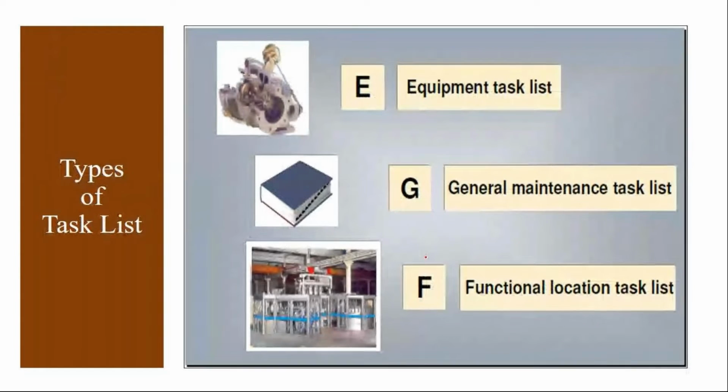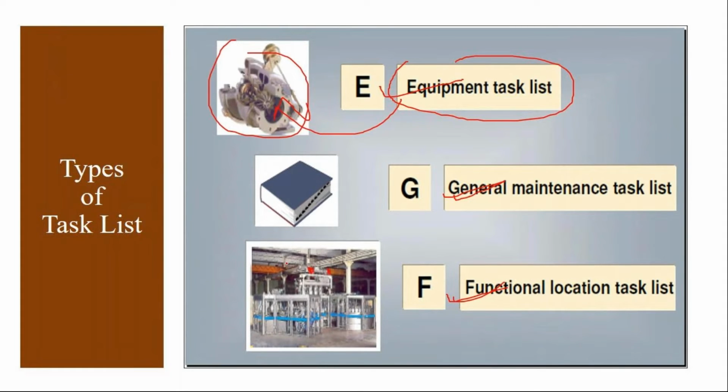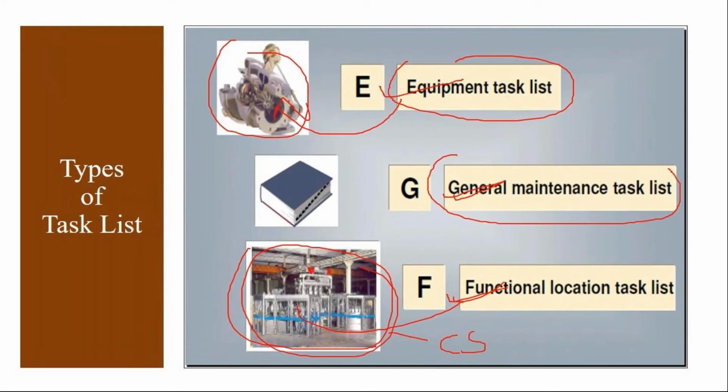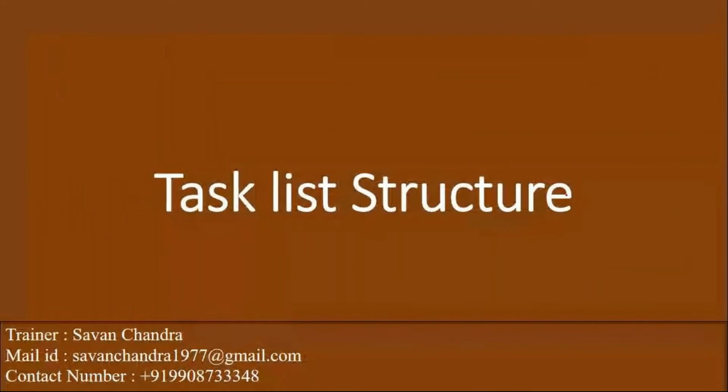Basically there are three types of task list: equipment task list, functional location task list, and general task list. Equipment task list means you create it only for a particular equipment. Functional location task list means you create a task list only for a particular functional location. Of course, in the customer service module, this is not used much. You can even create a task list without any object. General task list does not refer to any equipment or functional location. We will create all three.